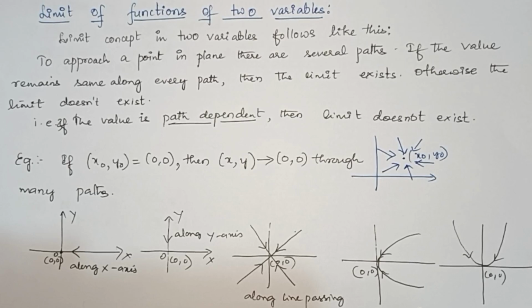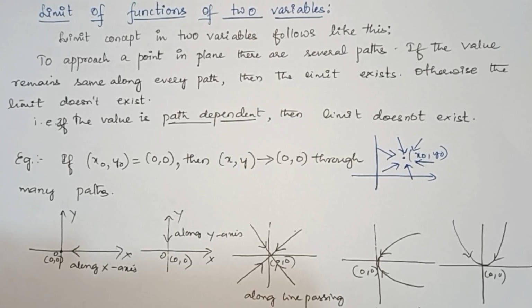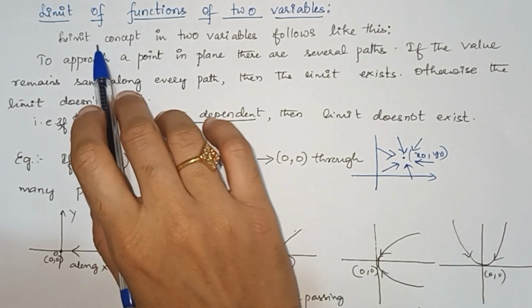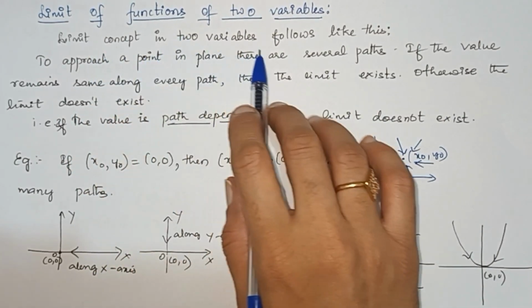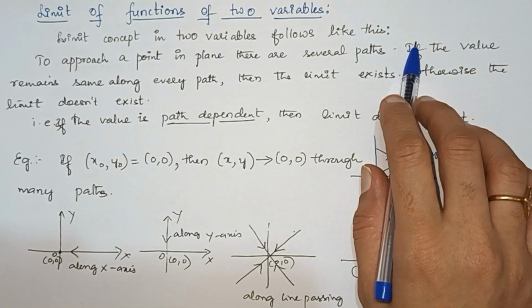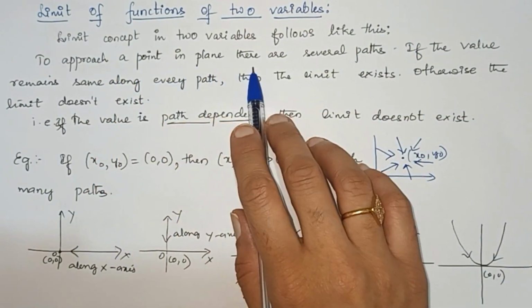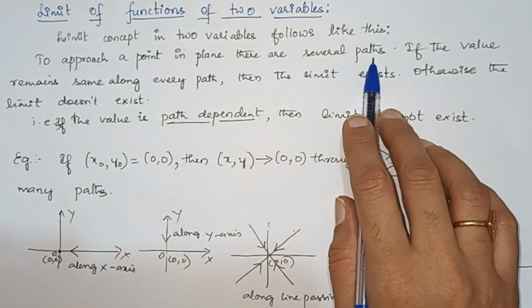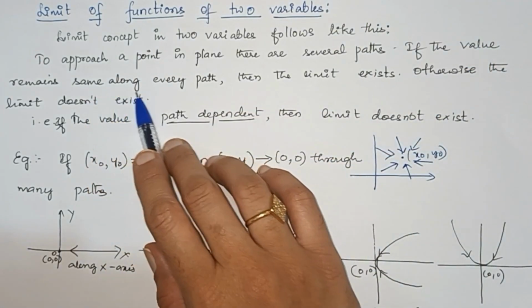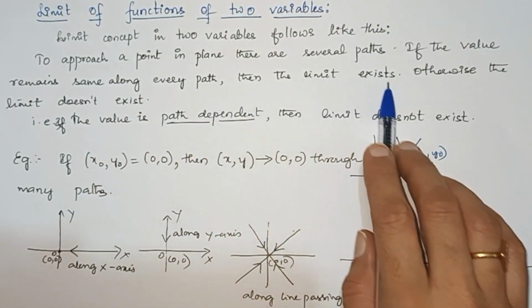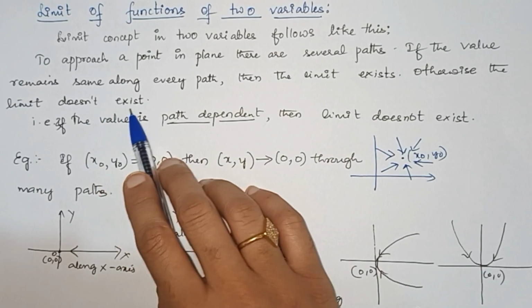What is the limit of functions of two variables, and how do we find the limit of functions of two variables? See, the limit concept in two variables follows like this. To approach a point in the plane, there are several paths. If the value remains the same along every path, then the limit exists. Otherwise, the limit does not exist.